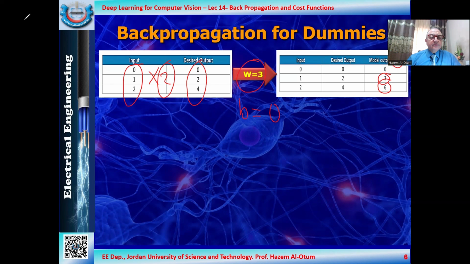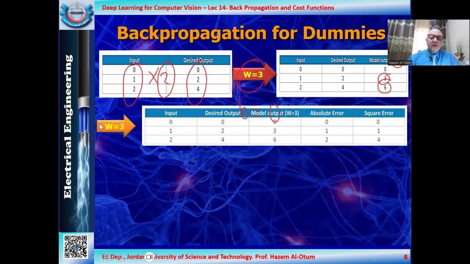Next, this is the flow chart or the table for our calculations. So having the inputs, having the desired output, and here the model output after multiplying by the value of 3, next we find the absolute error. So 0 minus 0 is 0, 3 minus 2, or 2 minus 3, the absolute value will be 1, and here it will be 2.